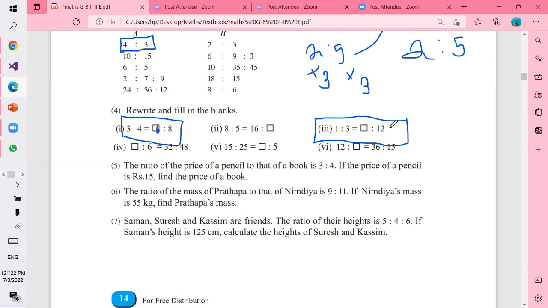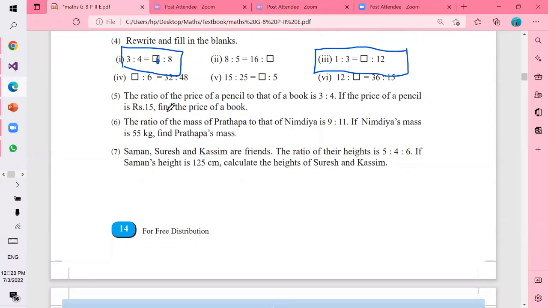Then Viara, this one's answer. 1 to 3 equals 4 to 12. Can you repeat the answer? 1 to 3 equals 4 to 12. Yes, it's correct. So, okay. These questions, I'll be doing this one and this one.